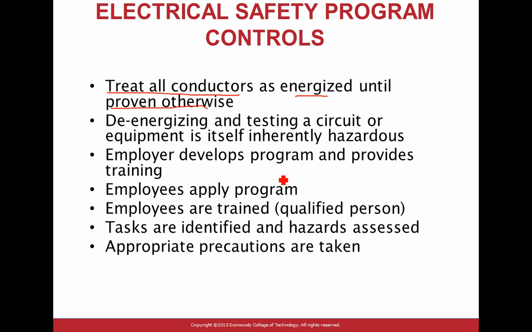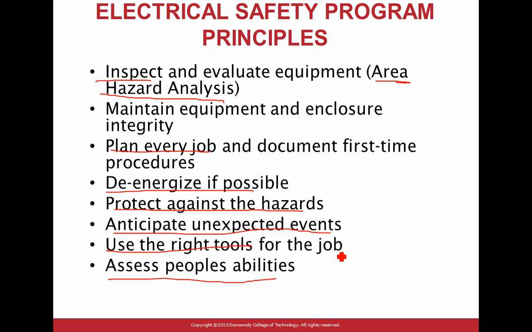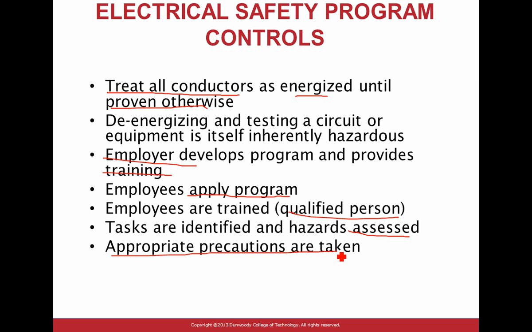Employer develops program and provides training. That's why your employer, guys, part of your safety program is here. Employees have to apply the program. Employees are trained. You have a qualified person. You have to be trained. Tasks are identified and hazards assessed. That's why you have this area hazard record. And appropriate precautions are taken. So now we have the principles that we have to follow, your control for them, and that would be your principles and control as part of your safety program.